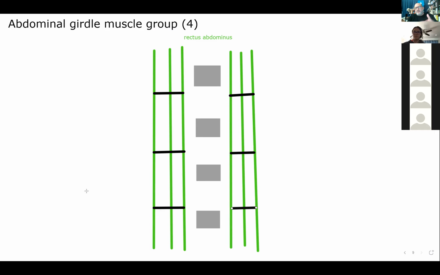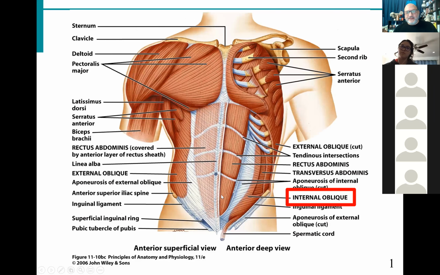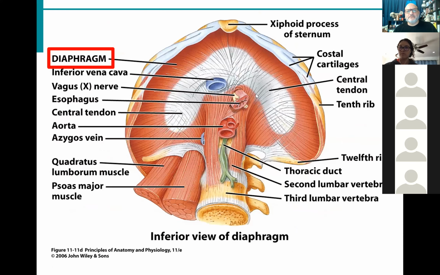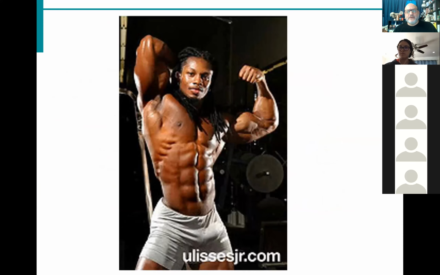Abs. Yeah, your 6-pack, or what is really an 8-pack. What we commonly think of as a 6-pack is really an 8-pack. Notice here in our bodybuilder, we see the 1, 2, 3, 4, 5, 6, 7, 8 bellies of the rectus abdominis muscles, that 8-pack.